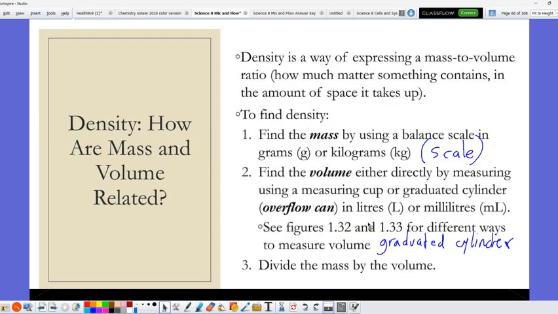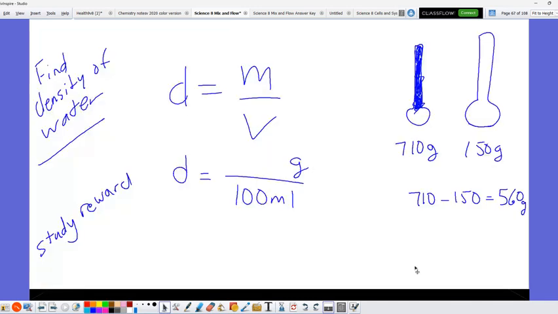Density is a way of expressing the mass to volume ratio, how much matter something contains in a certain limited amount of space. To find density, you get the mass from a scale, and the volume by either doing a calculation, length times width times height, or if you want, you can measure a liquid in milliliters using a graduated cylinder, or you could also use Archimedes' principle and see how much an object displaces. Okay, and then you divide the mass by the volume.